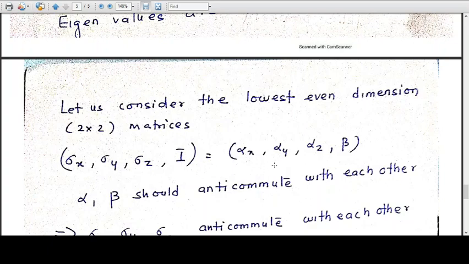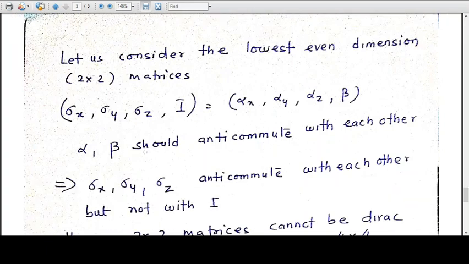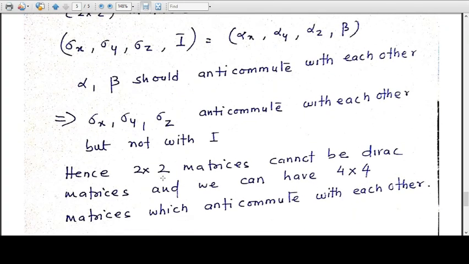But now there is a catch: alpha and beta should anti-commute with each other. That is fine till here. Pauli matrices anti-commute with each other, but they don't anti-commute with the identity matrix. But here the condition demands that beta should anti-commute with these also. Beta and alpha should anti-commute with each other. Now sigma x, sigma y, sigma z anti-commute with each other but not with I. Hence 2 into 2 matrices cannot be Dirac matrices.